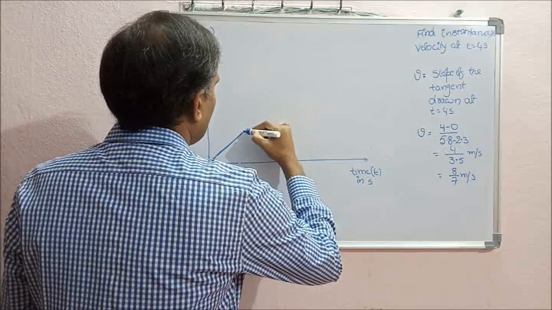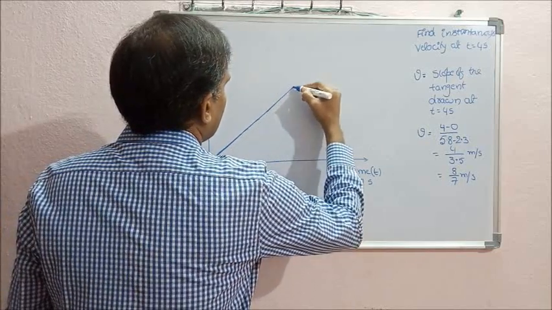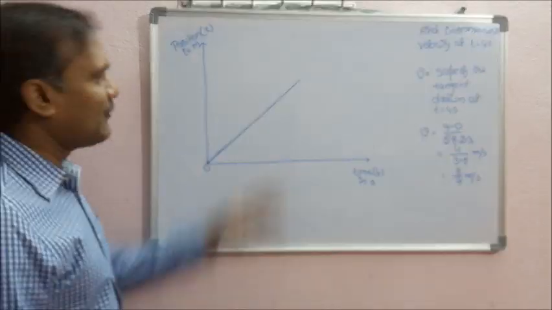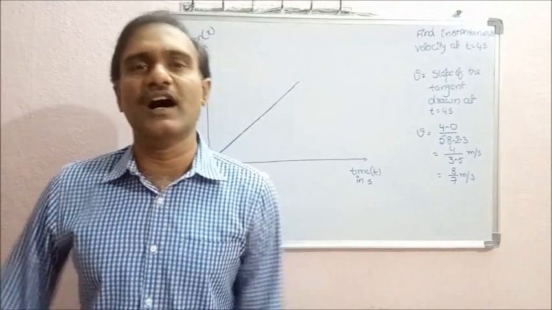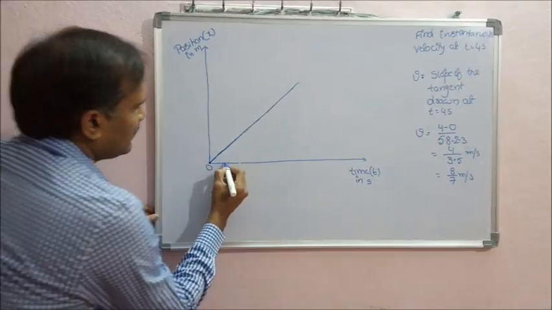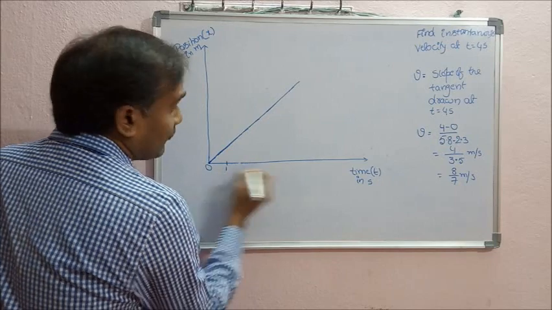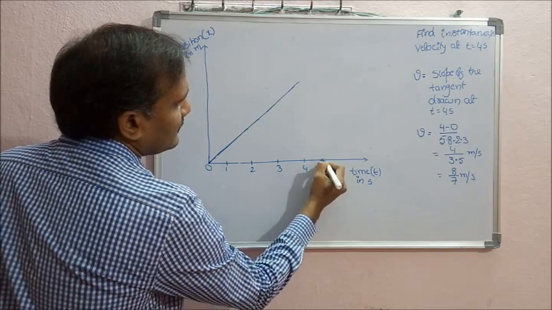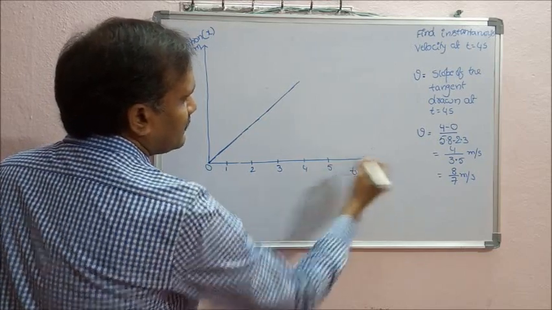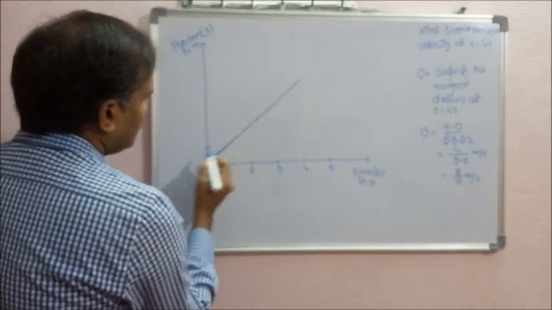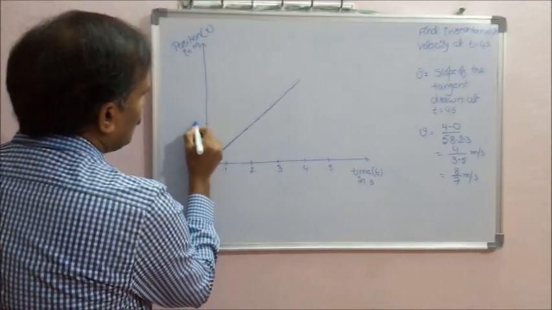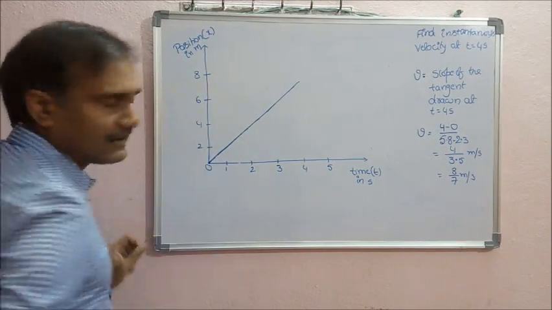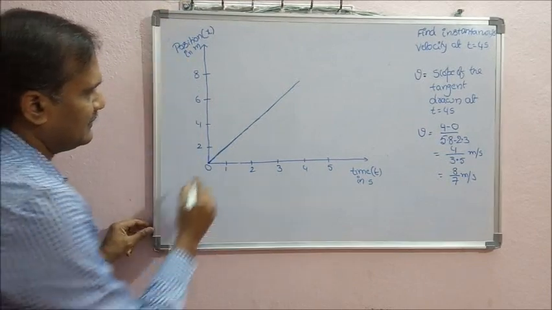For that motion, when we plot the graph, it indicates a straight line passing through the origin. 1 second, 2 seconds, 3 seconds, 4 seconds, 5 seconds, in this manner. Here it is 2, 4, 6, 8, like that. These are in meters.